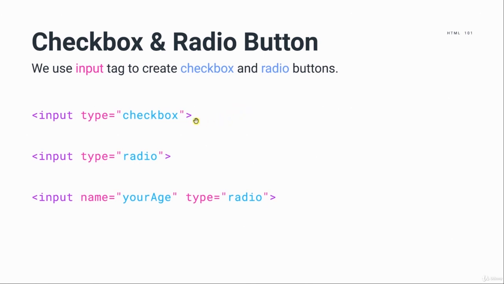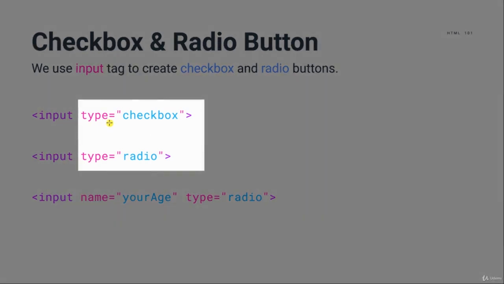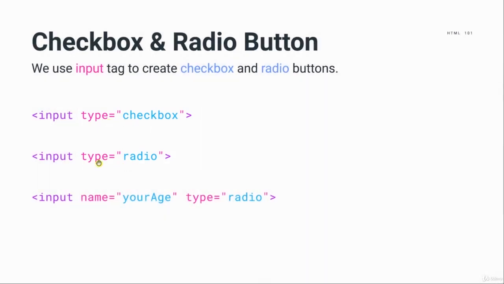The main difference between creating a checkbox and a radio button is their attribute. You just give them an attribute type, and then you write checkbox and you create a checkbox. And for the radio button, you just write radio in the type attribute.